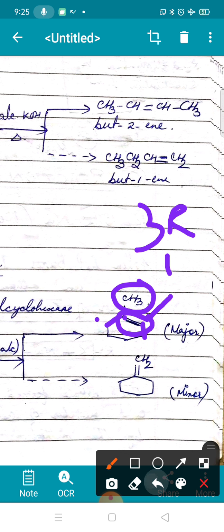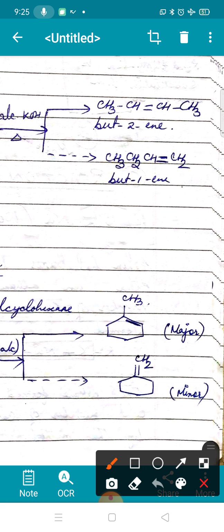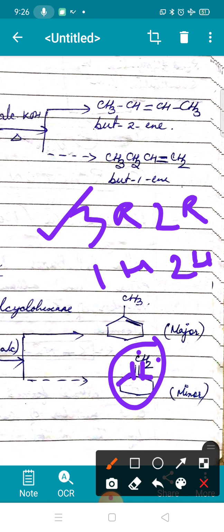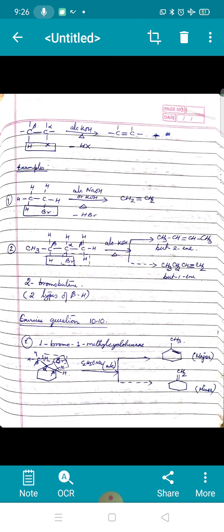Whereas when I look here, look at these two carbons. So this carbon is having two hydrogens. So two hydrogens and two alkyl groups. So where do I have more alkyl groups? Here if you remember, we had three alkyl groups and one hydrogen. So in the first case we have three alkyl groups, in the second case we have two alkyl groups. So according to Saytzeff rule, this is going to be the major product. So that's how in the elimination reaction you have to predict.